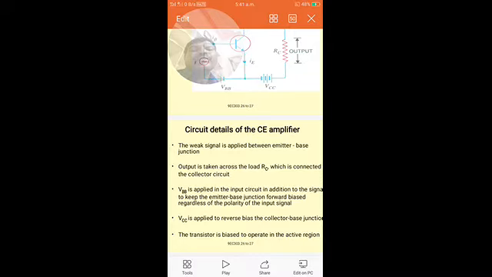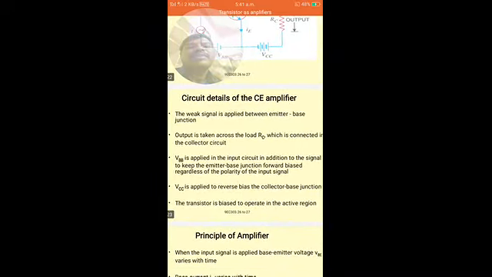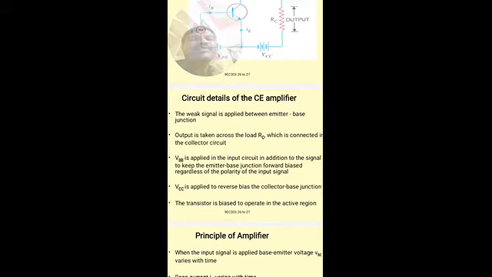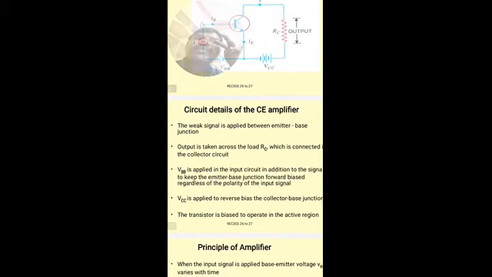The VBB is applied in the input circuit to keep the emitter base junction forward biased, regardless of the polarity of the input signal, whether the input signal is going in a positive cycle or negative half cycle. The VBB will fix the input junction, that is the emitter base junction, in the forward bias. The input junction of the transistor is kept in the forward bias condition using the power supply VBB.